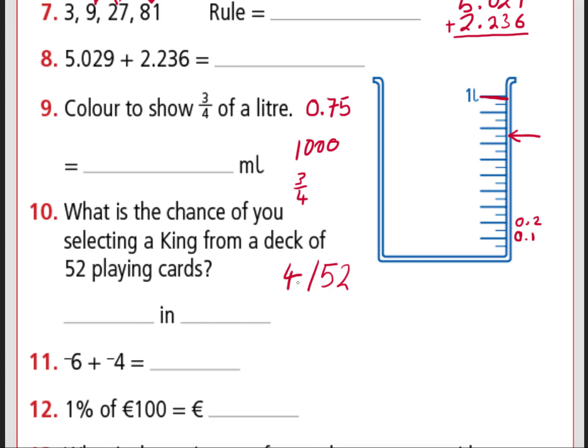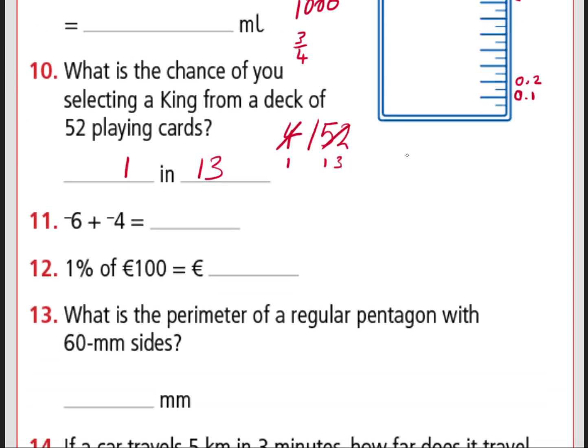But if you look here, you can simplify this, and it's always best to simplify it if you can. So 4 will divide in here once, and 4 will go into this side 13 times. So the chances of picking a king from a deck of 52 playing cards is 1 in 13. That's your chances if you pick one card out of the deck that it'll be a king. 1 time in 13.